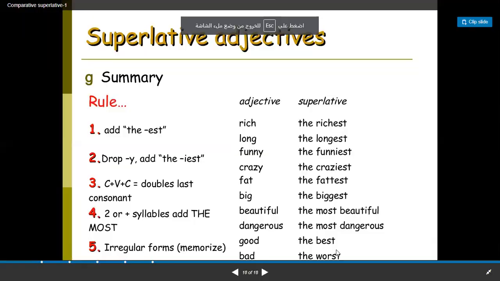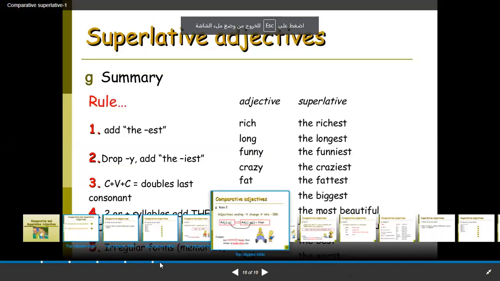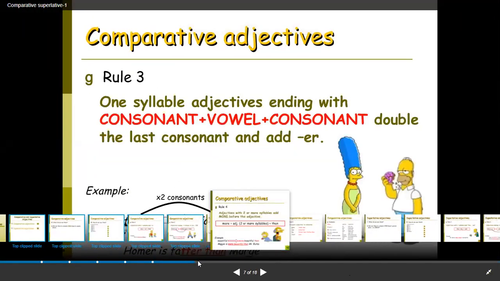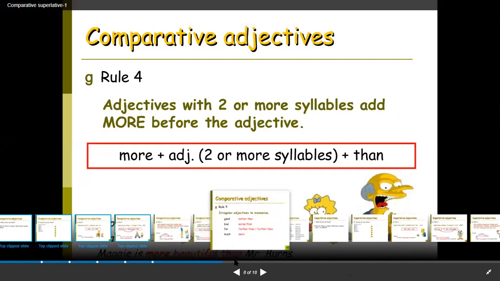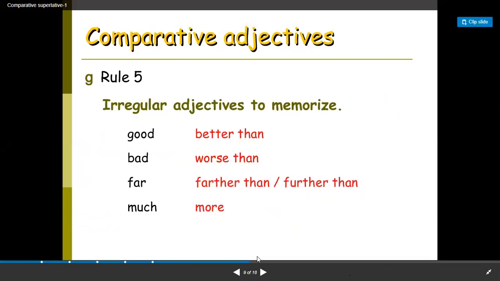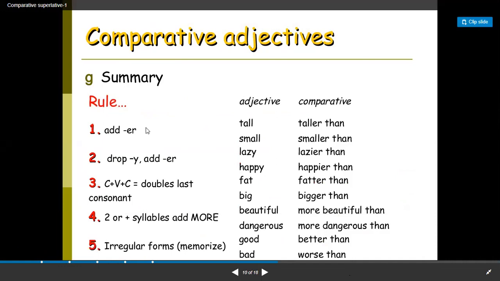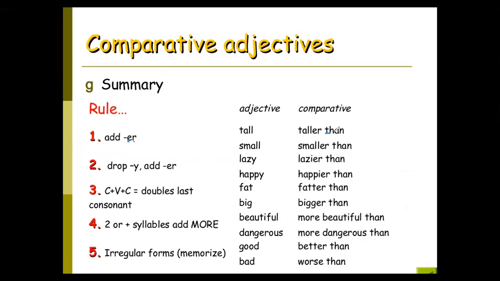Of course, to have comparative and superlative, we have to have rules for each one of them. The first thing, for the comparative, which is between two people, I have 5 rules. The first rule: if I have a small adjective of one syllable, like for example tall, small, nice, short, big, what should I do? I should only add er and the word than. Then I will say taller than, smaller than, nicer than, smarter than.